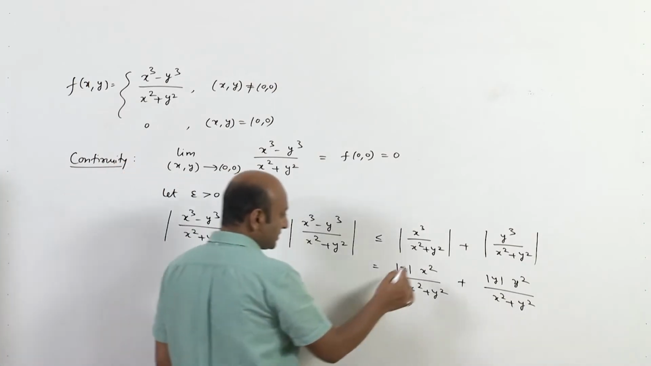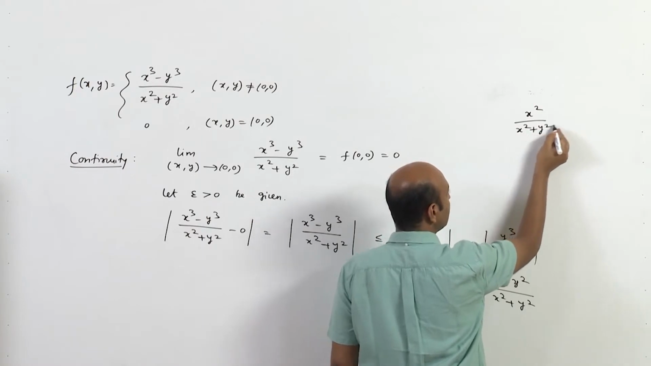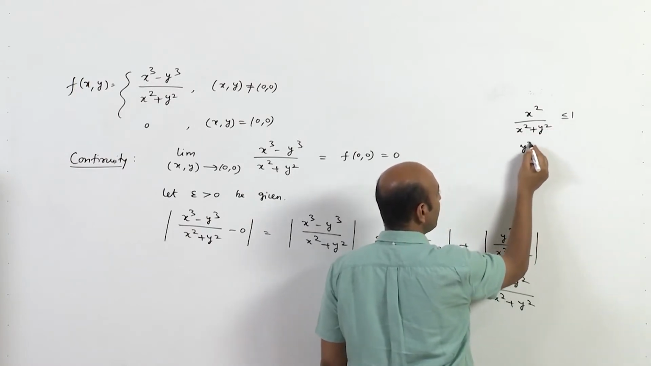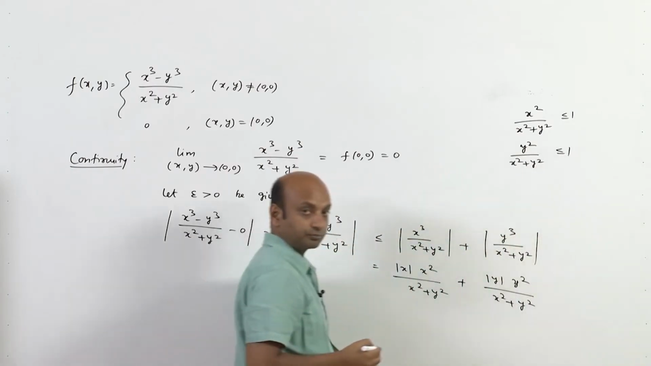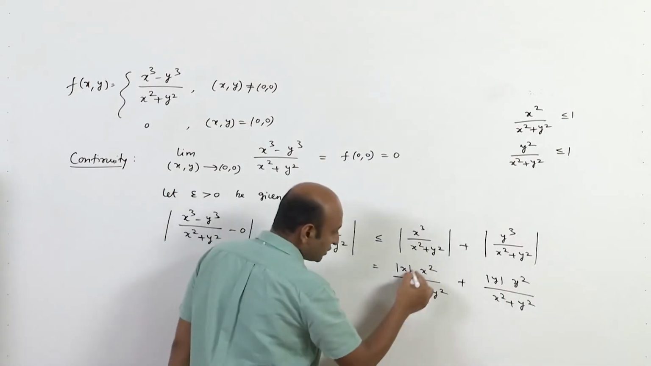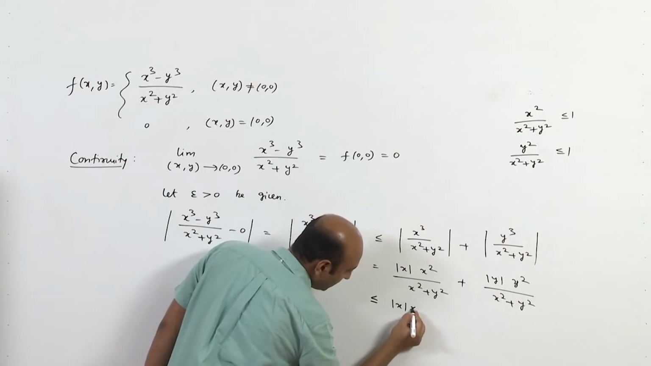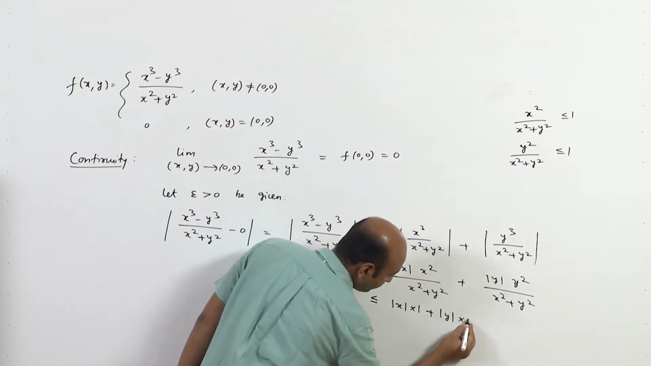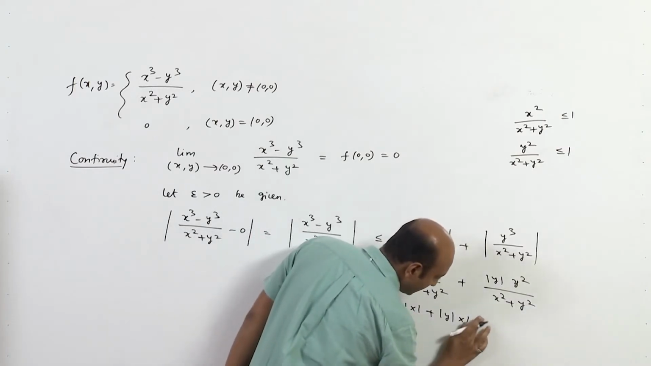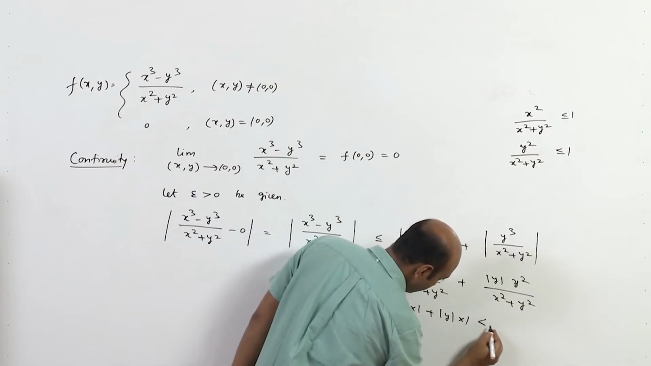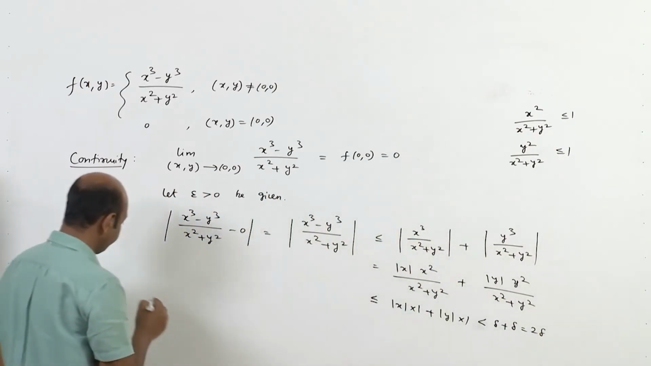Now, x square upon (x square plus y square) is always less than or equal to 1. Similarly, y square upon (x square plus y square) is always less than or equal to 1. So, these quantities are always less than or equal to 1, and we can take this as less than or equal to mod x into 1 plus mod y into 1. So, if we take mod x less than delta and mod y less than delta, it is less than delta plus delta, that is 2 delta.